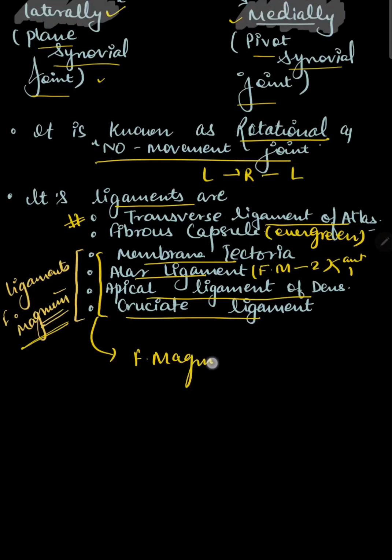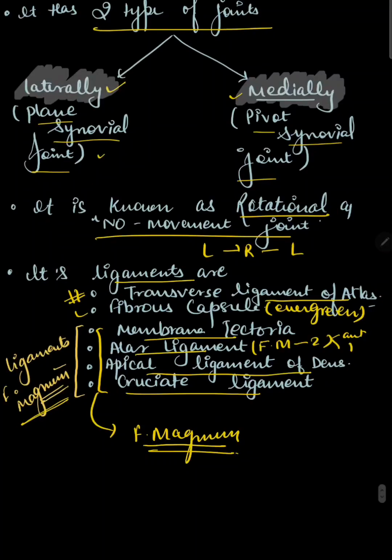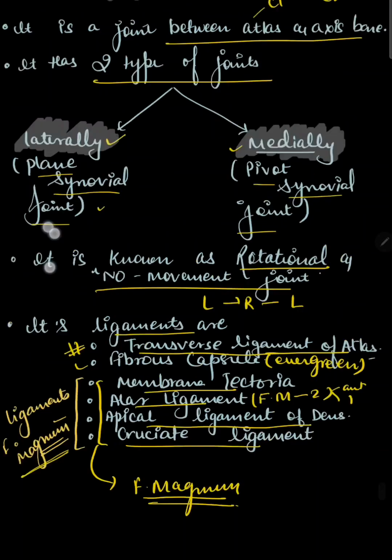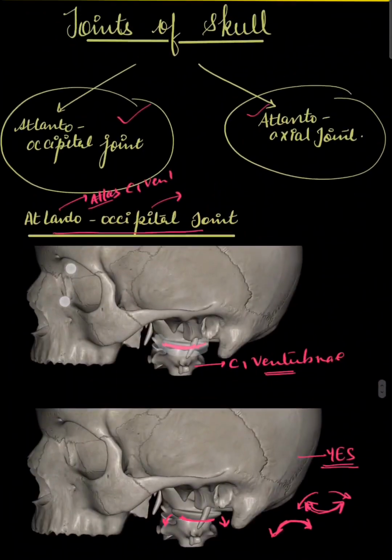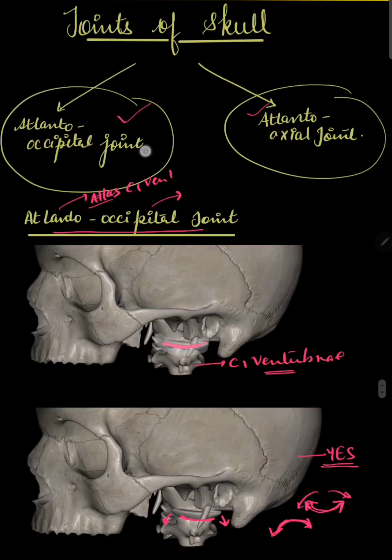So it is not a new structure that you have to learn. We have already seen this. Only the fibrous capsule, the evergreen one, and the transverse ligament of atlas are the new ones which we need to know. So these are the basic two joints of the skull which we need to know here: the atlanto-occipital joint and the atlanto-axial joint.